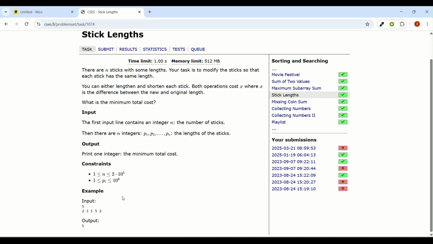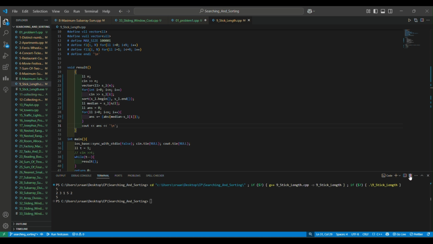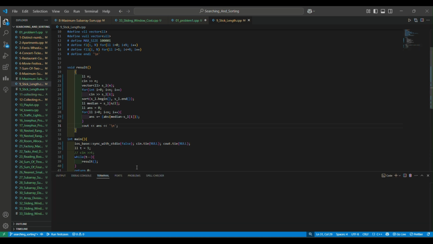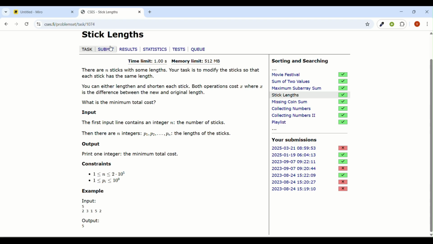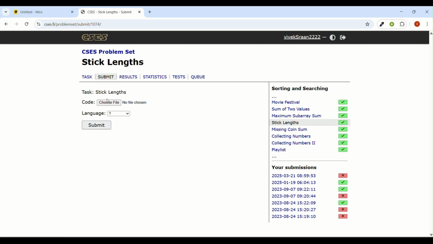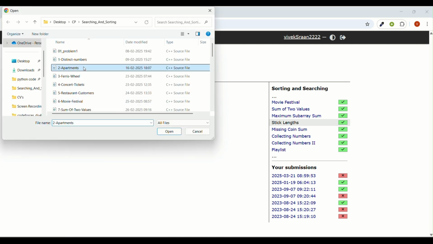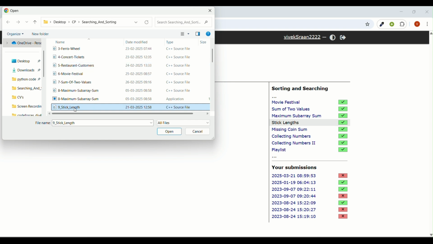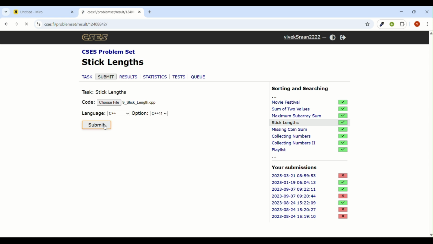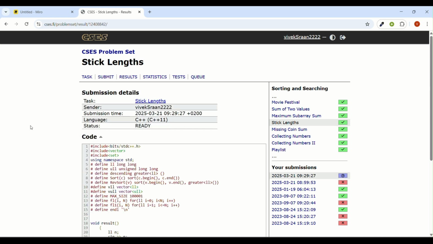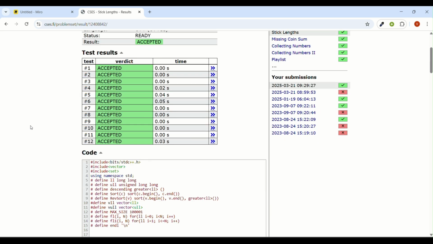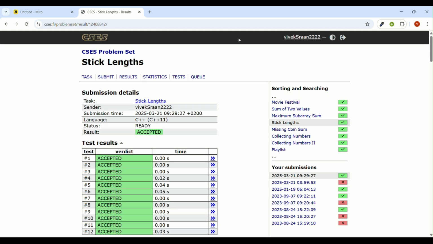Let's test it for the sample case. We are getting the correct answer. Now let's try to submit it. So our solution is accepted.